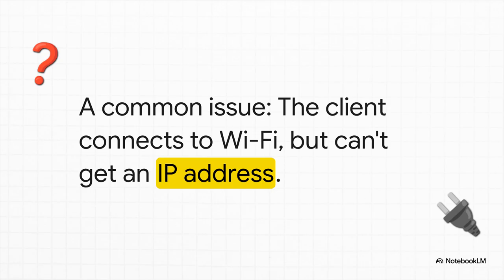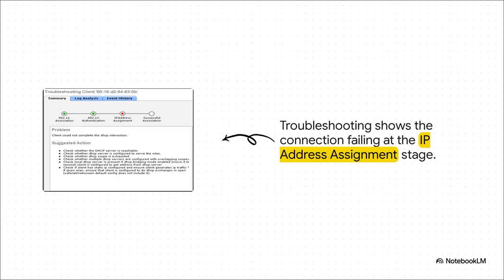So, what's going on? If you look at a troubleshooting screen like this one, you can see exactly where the process breaks down. See? The client associates, that's good. It authenticates, also good. Everything is going great, and then, bam, it just gets stuck right here at the IP address assignment step. When you see this, 9 times out of 10, you're looking at a DHCP problem.